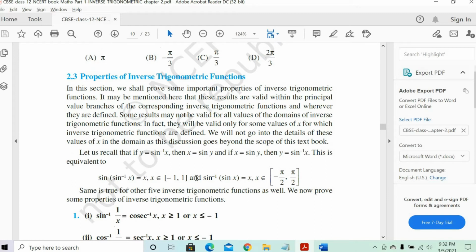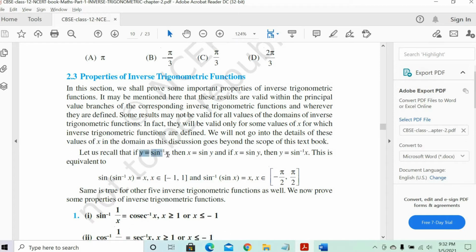Now let's go to the properties of the inverse trigonometric functions. Correct? Now what are the properties we have? Let's try to understand that and we'll come to know. So this property means we will just try to understand using the sine of sine inverse x, and what happens to sine inverse of sine x. Okay, so let's just write it down.